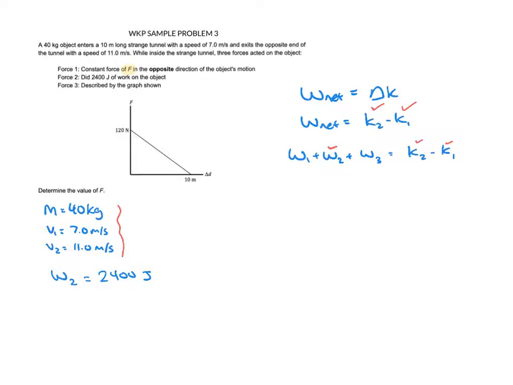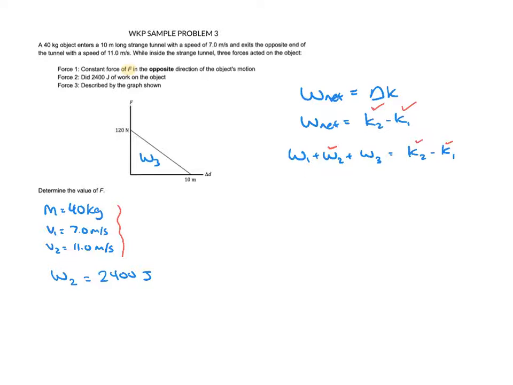And then I look at work 3, or force 3, which is described by the graph shown. So I think back a couple of lessons ago, when I have a force versus displacement graph, I can calculate the work by getting the area. The area of this triangle is work 3. And I have the numbers for that.